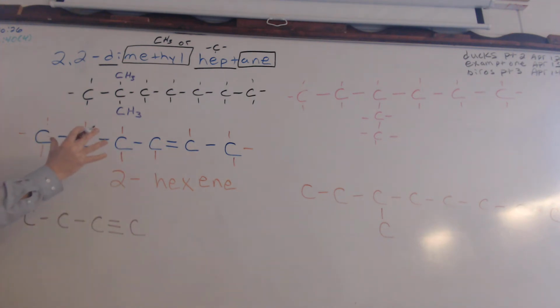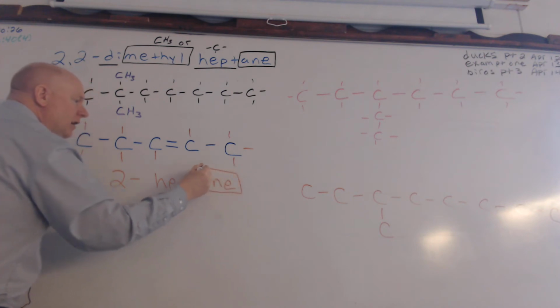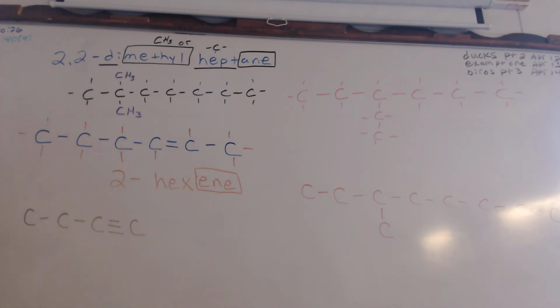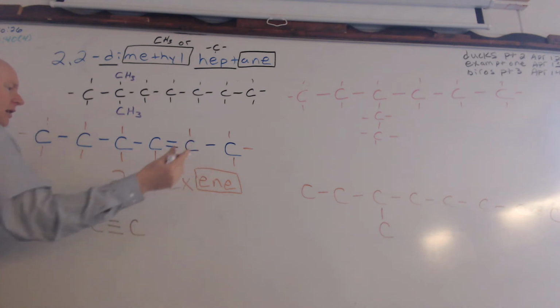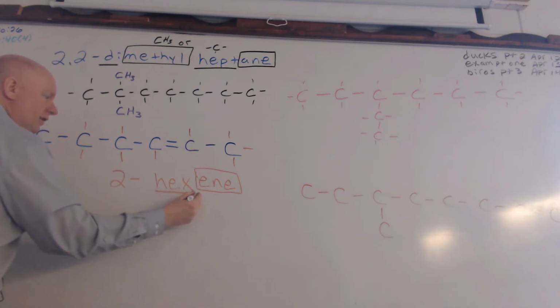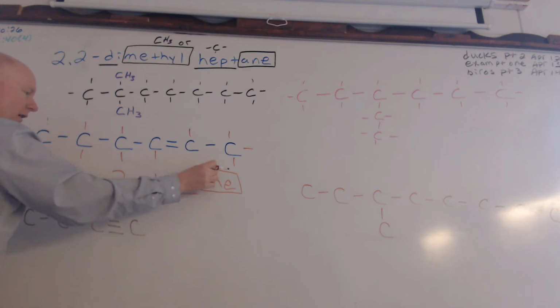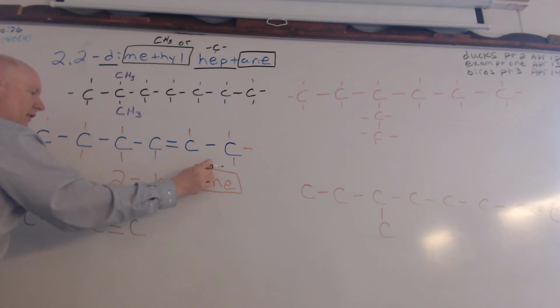So we could do the same thing for this compound that we did up here. ENE. It's not saturated. Okay? That means there's a double bond somewhere in that compound. So this means double bond, alkene. What does that tell you? There's 6 carbons in this parent chain of this alkene.